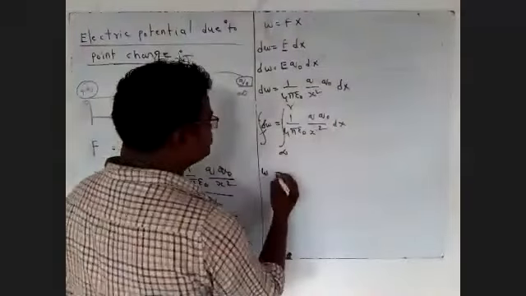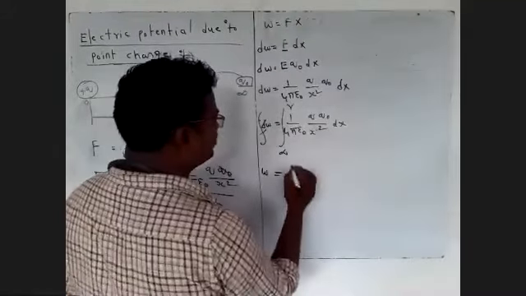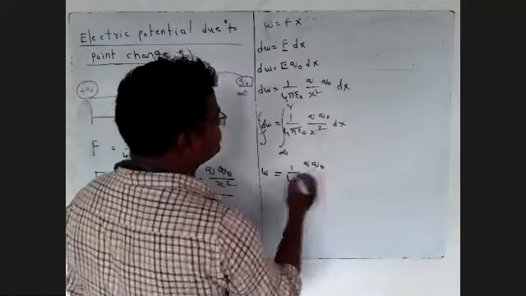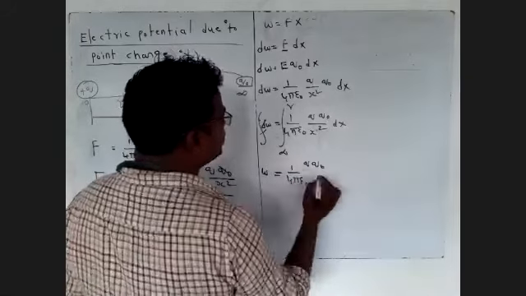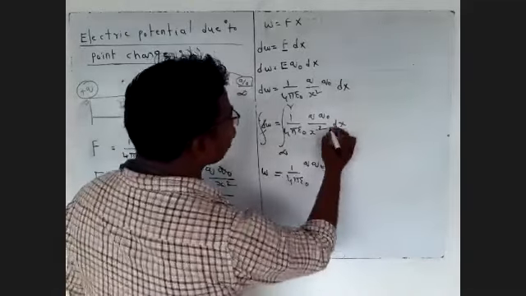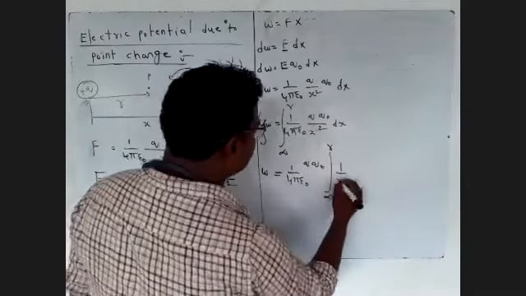That is, W is equal to 1 by 4 pi epsilon naught, Q naught constant taken out, and the remaining part is integration from infinity of 1 by x square dx.